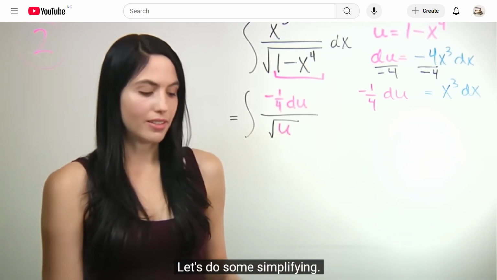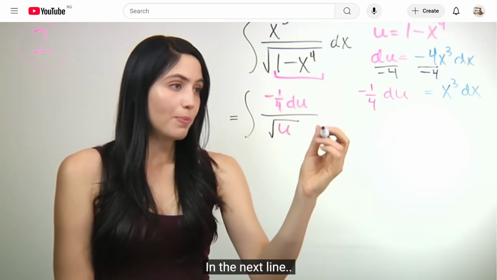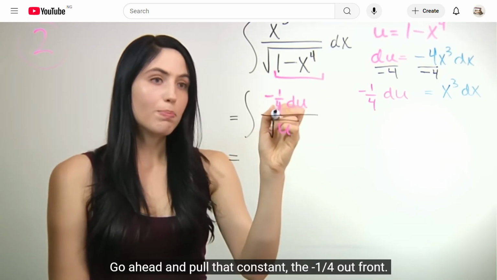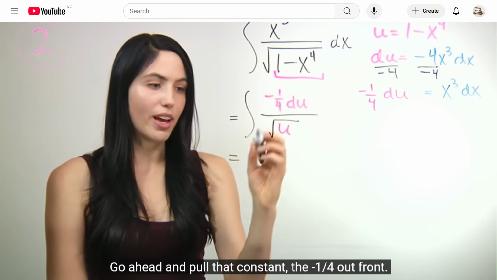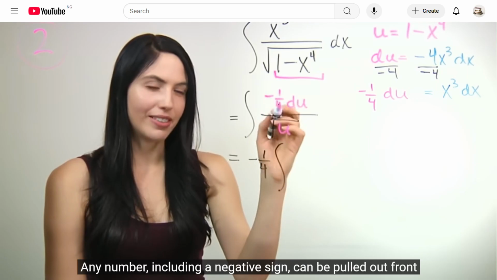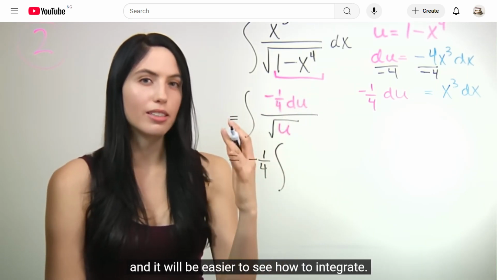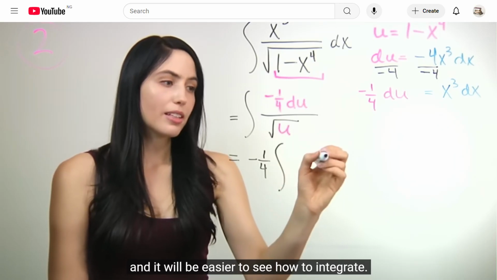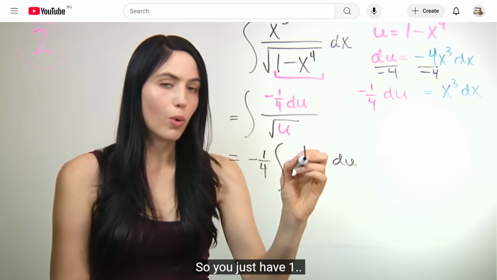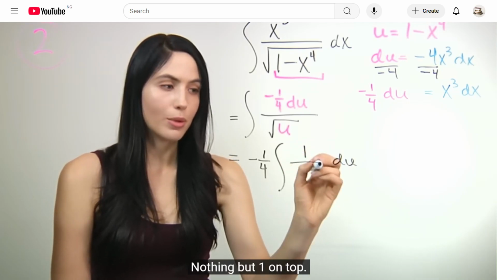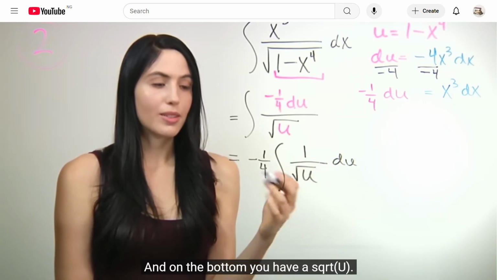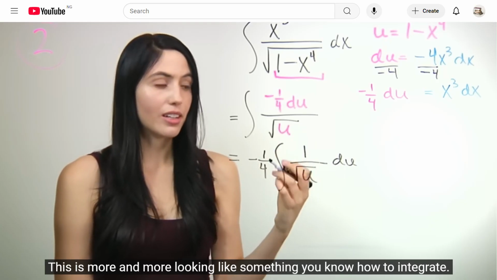Let's do some simplifying. In the next line, go ahead and pull that constant, the -1/4, out front. -1/4 integral. Any number, including the negative sign, can be pulled out front and it will be easier to see how to integrate. Leave the du at the end, as you normally do. So you just have 1, nothing but 1 on top. And on the bottom you have a square root of u.